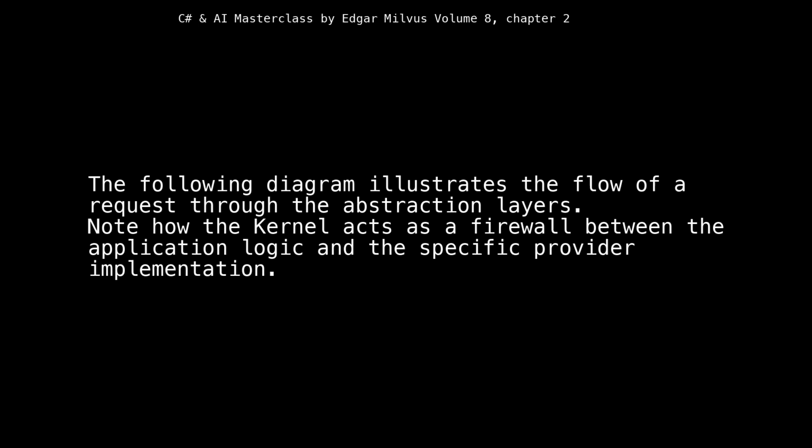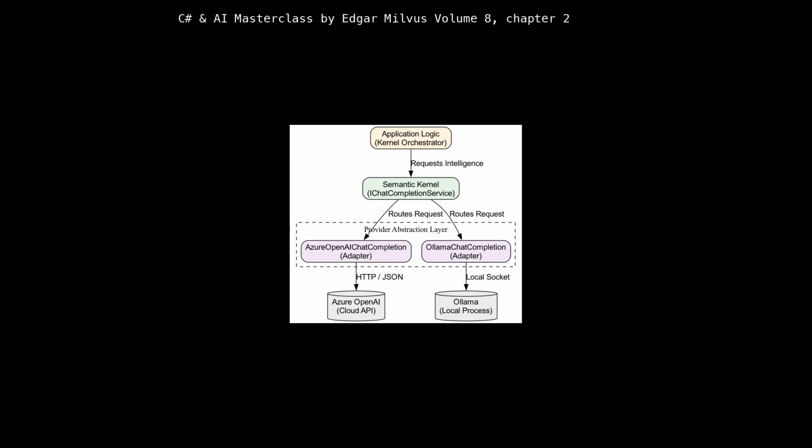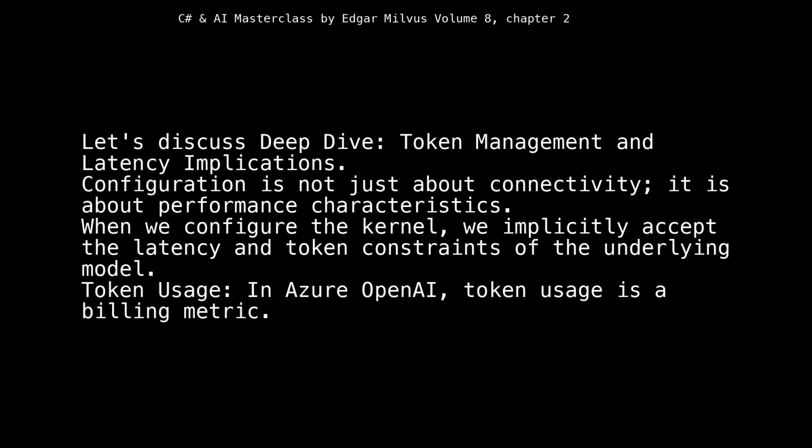Moving on to visualizing the configuration flow. The following diagram illustrates the flow of a request through the abstraction layers. Note how the kernel acts as a firewall between the application logic and the specific provider implementation. A request flows from the application logic through the kernel, acting as a firewall, before being routed to the specific provider implementation.